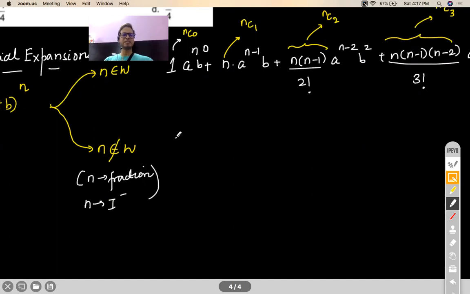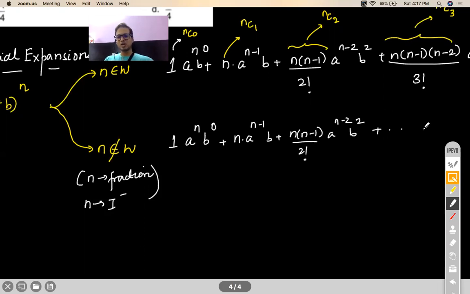In such cases, the expansion goes like this: 1 into a to the power n b to the power 0, n a to the power n minus 1 b, n into n minus 1 by 2 factorial a to the power n minus 2 b square, dot dot dot up till infinity. So you'll see that there is no difference between when n was a whole number and when n was not a whole number, except for the fact that the former only went to n plus 1 terms and stopped there. But the latter went to infinitely many terms.